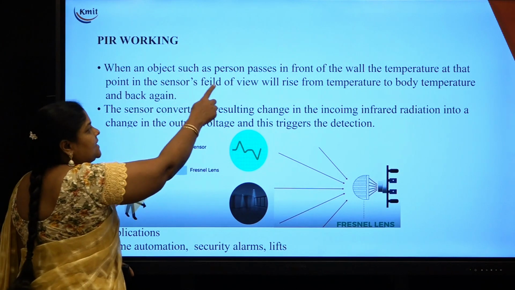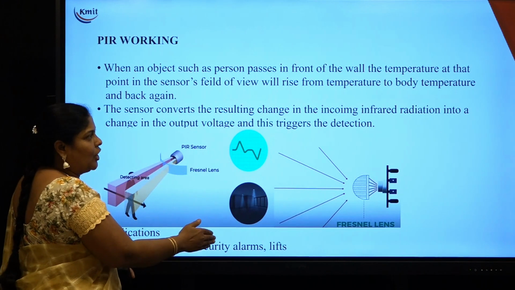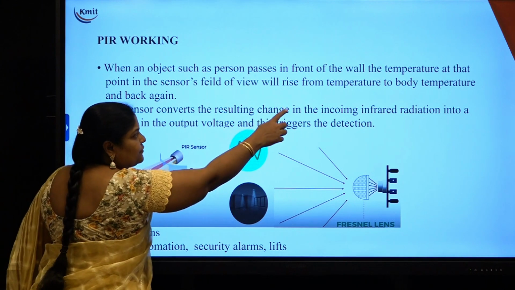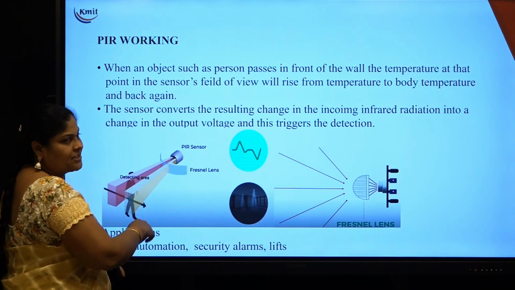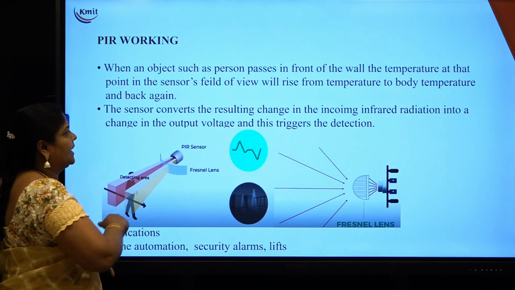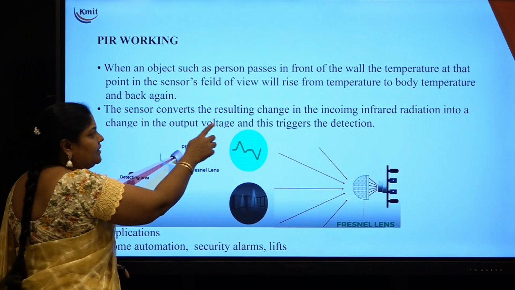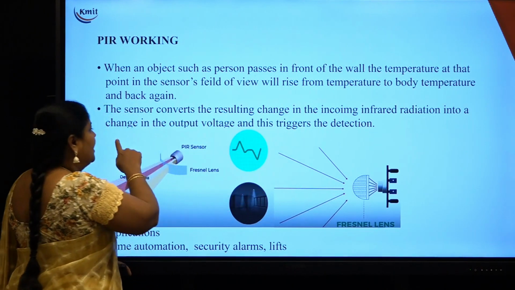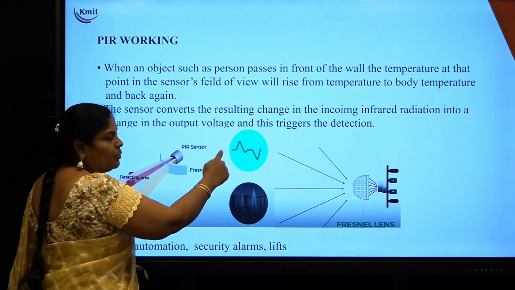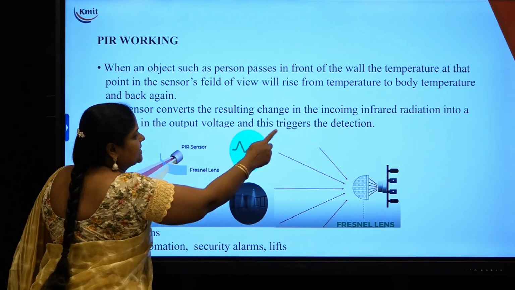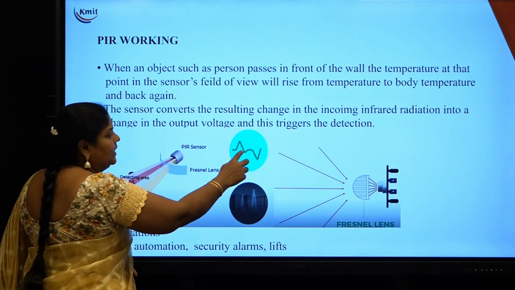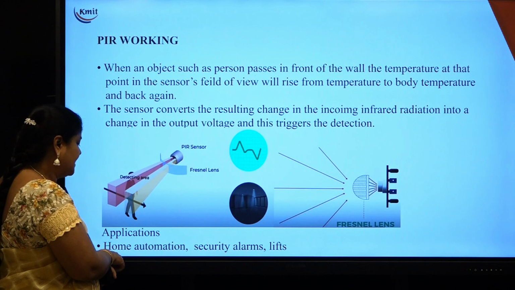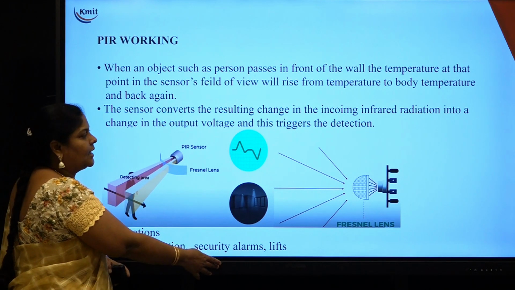When an object such as a person passes in front of the wall, the temperature in that field of view will rise from the background temperature to the body temperature, and then return back. The sensor converts the resulting change in incoming infrared radiation into a change in output voltage, and the trigger is detected in the form of a wave or temperature graph. The applications where you can use this PIR sensor are home automation, security alarms, or lifts.